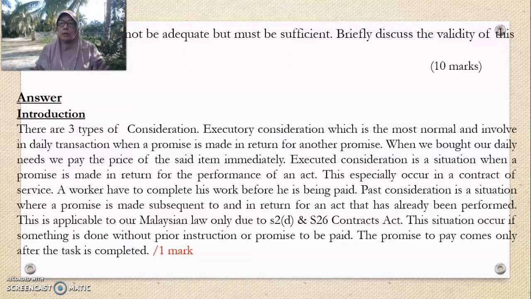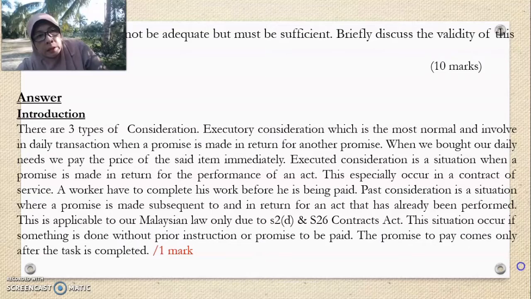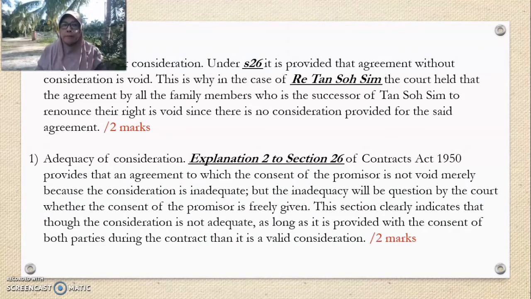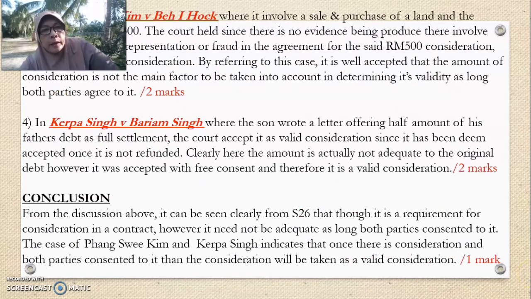As I told you just now, you need to introduce the subject matter first. So at the introduction stage, I introduced considerations and the types of consideration. It's quite lengthy here, however you can simplify it because it only carries one mark. Then only we go on to the content. The contents will carry more marks. I have divided the contents into 4 parts. Because 4 parts is 10 marks, each part will give you 2 marks, and the conclusion will give you only one mark.